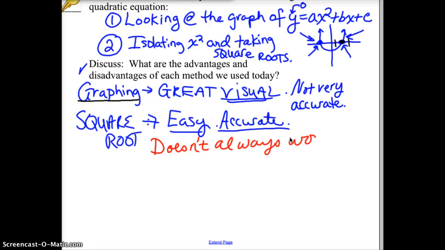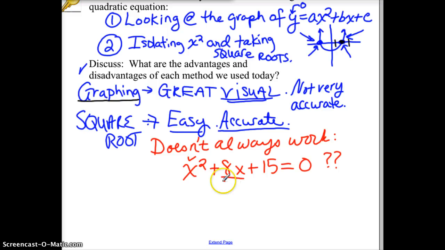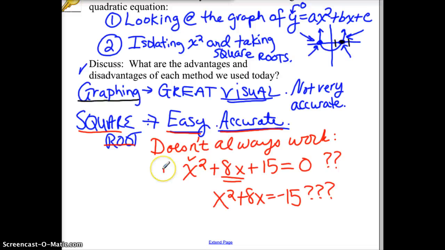Or we'd say it doesn't work for all quadratic functions because the minute I throw a b term in there and make it x squared plus 8x plus 15 equals 0, I can't isolate that x squared because this 8x is in the way and it doesn't combine with it. You might say, well, I'm going to subtract 15. Well, great. You'd also have a true statement, but then what are you going to do to get at that x? So although square root method for today is easy and it is accurate, it doesn't always work. So that's what our next sections are going to be on, is how do we attack a situation like this where we do have a b term.